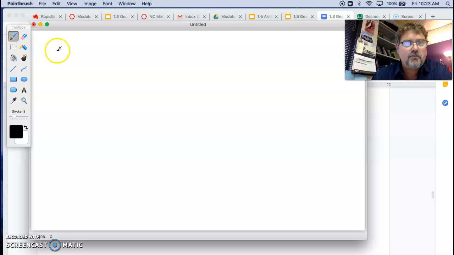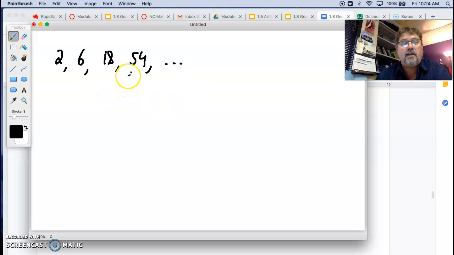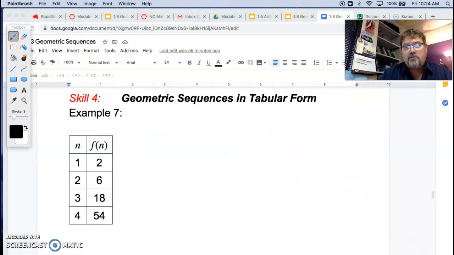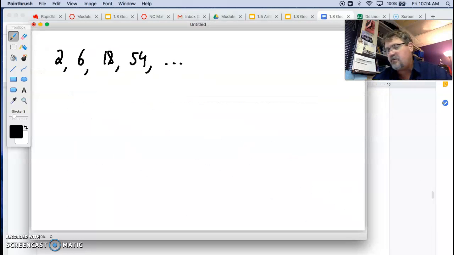And we have 2, 6, 18, 54, and so on. That's really what your sequence is. And I pulled that out of the f of n column. Those are your output values. Those are your terms of your sequence.